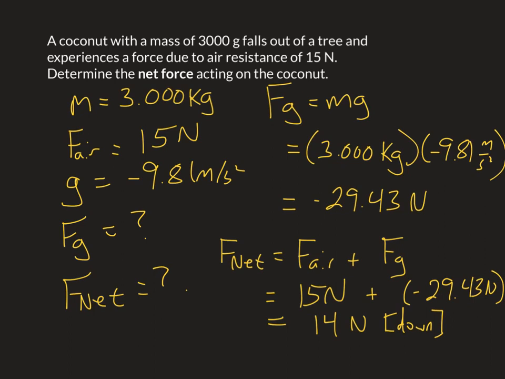Okay? When I add those together, I get negative 14 point something, but we're going to round. All right, so because I got a negative, that's how I know that the overall force is going downwards. If the force wasn't going downwards, that means this coconut's going to start rising up in the air, which we know isn't going to happen. Okay, so that's how we find net force. We add all the forces we have together.